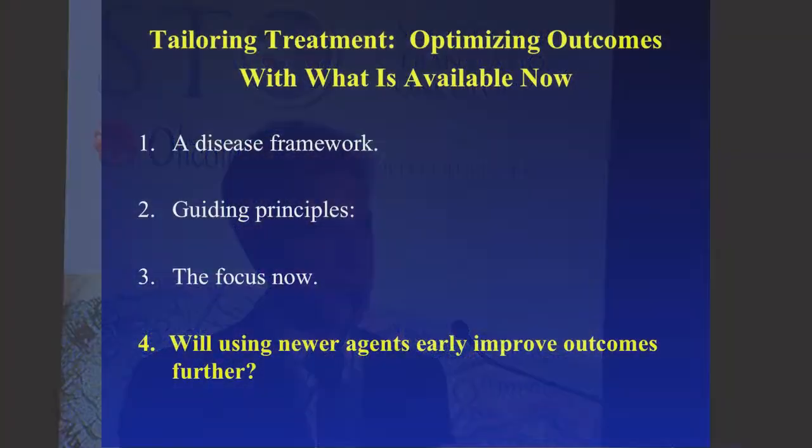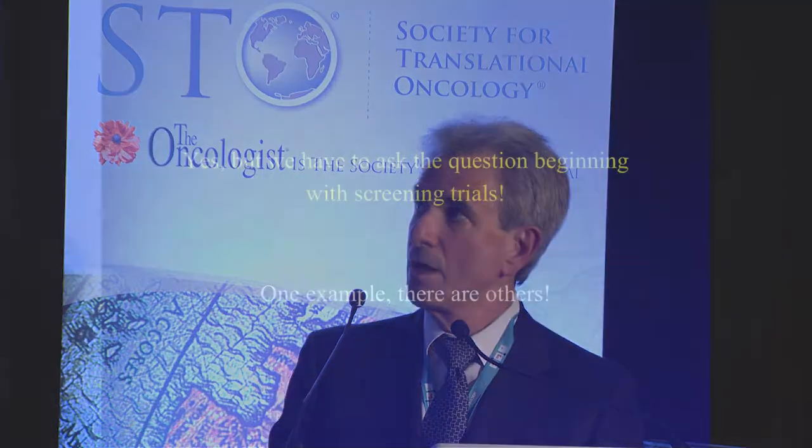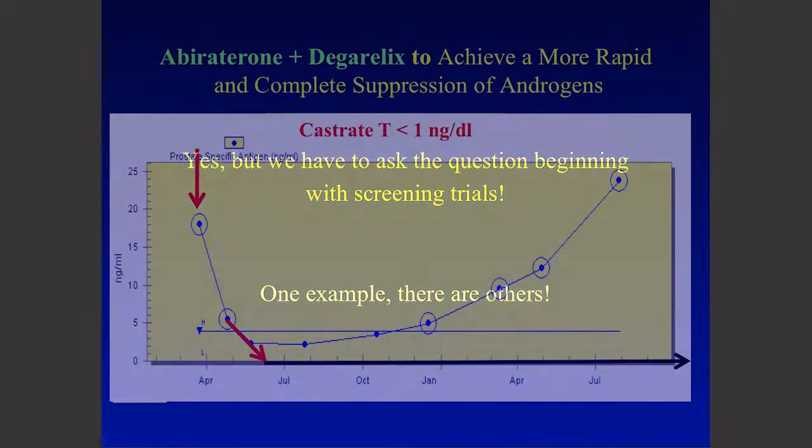So will using newer agents early improve outcomes further? This has been the paradigm in breast cancer, where you take effective treatment in metastatic advanced disease and move it early, and you start to see cures. So again, I'll just give you one example of a trial we've started. There are certainly others, and we by no means have a monopoly on this.